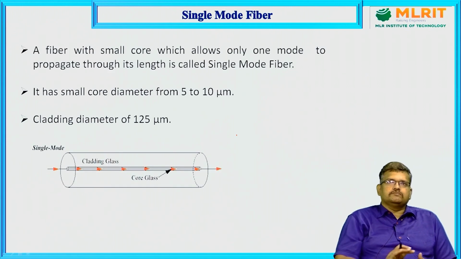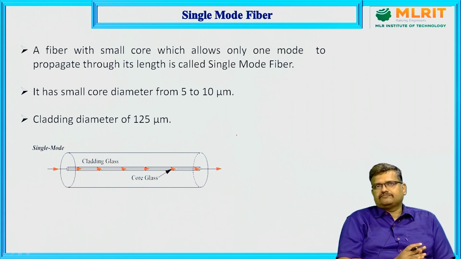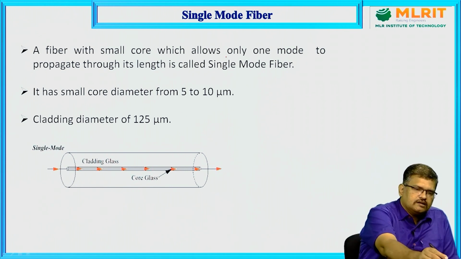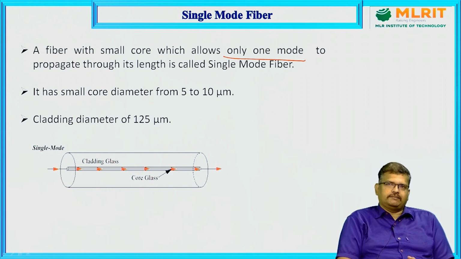So these are the major advantages of plastic fibers. Now, based on the number of modes, we can categorize fibers into two, as I said: single mode and multi-mode fibers. First we will see single mode fibers. What is single mode? A mode is nothing but a single signal. A fiber with a small core allows only one mode of signal to propagate throughout its length. We call it a single mode fiber.